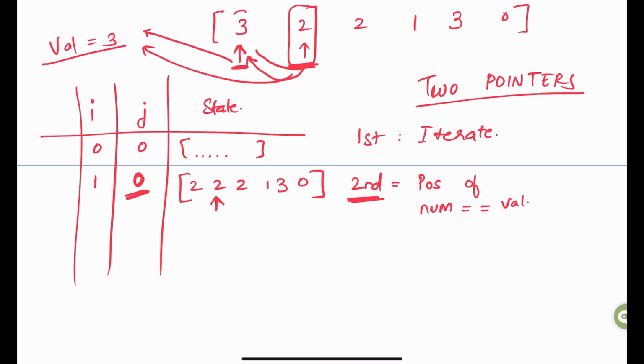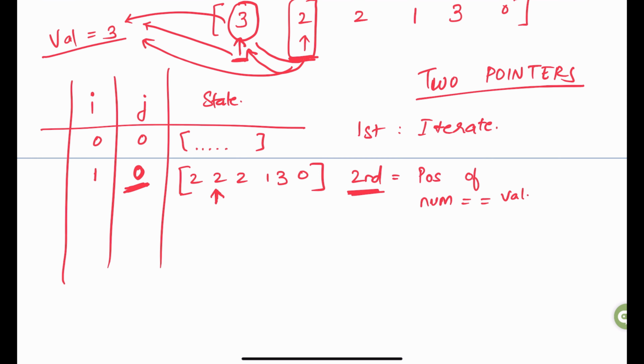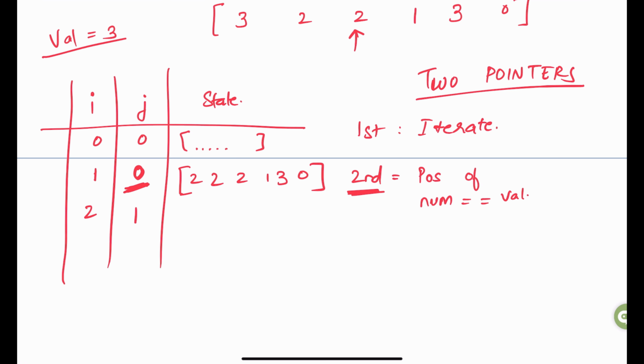As we iterated over a value which is not equal to the input value and copied it to the jth position, we can be assured that there are no more values matching 3 in the nums array before i. So for the next run, i will be 2 and j will be 1. i is pointing at 2 again. As it is not equal to the value, we'll do the same operation of copying it over to the jth position, increment both of the pointers and continue further.